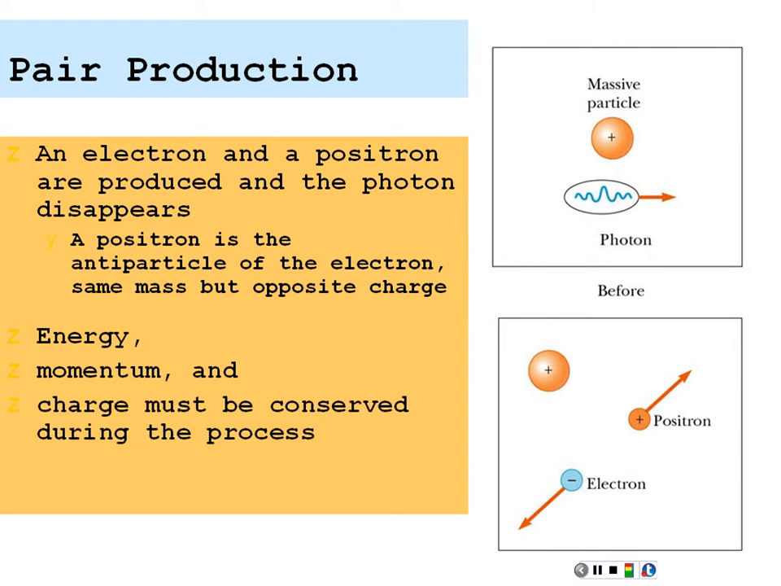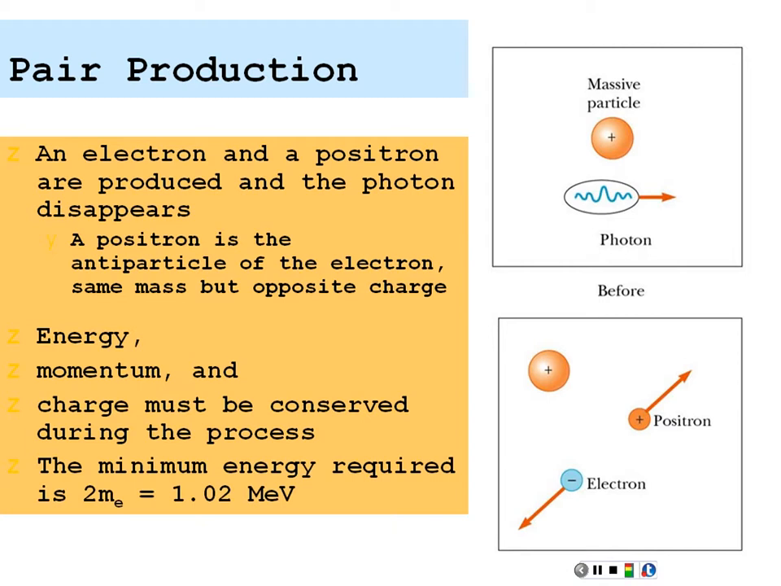Charge must also be conserved, so that's why you have a negative electron and a positive positron, so the total charge is still neutral. The minimum energy required would be the rest mass of the electron and the positron, which is 0.5 mega electron volts each, and then the two of them together would require about 1 mega electron volt.